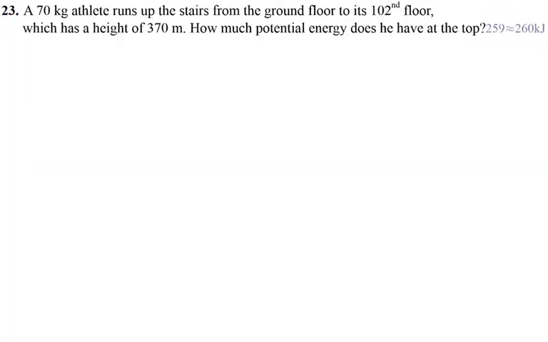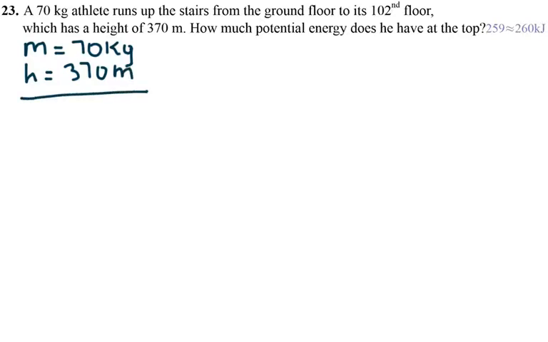A 70-kilogram athlete runs up the stairs from the ground floor to the 102nd floor, which has a height of 370 meters. How much potential energy does he have at the top of the 102nd floor? So again, the information that is given: the mass of the athlete, 70 kilogram, and the height he gets onto, 370 meters. And I have to find the potential energy.